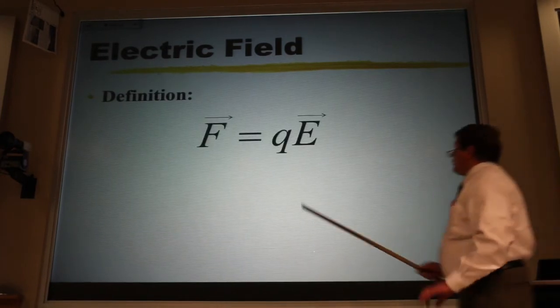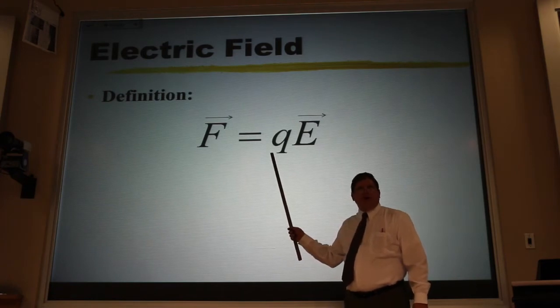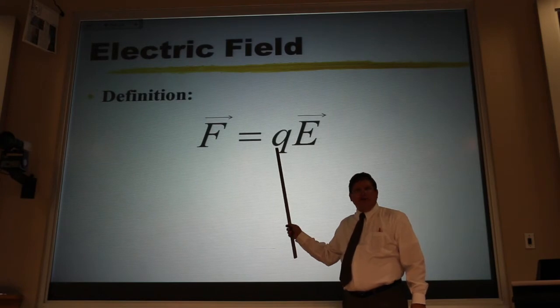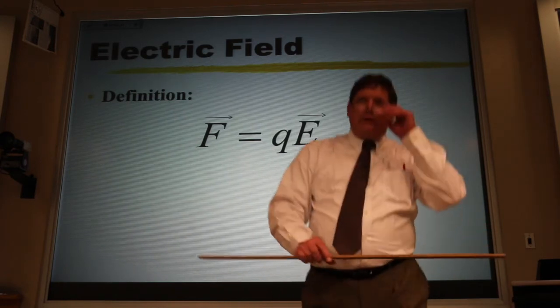The electric field is defined exactly the same way. Only instead of pushing and pulling on masses, kilograms, it pushes and pulls on charges, coulombs, either an excess of electrons or an absence of electrons. Now, let's see if you can use the analogy.